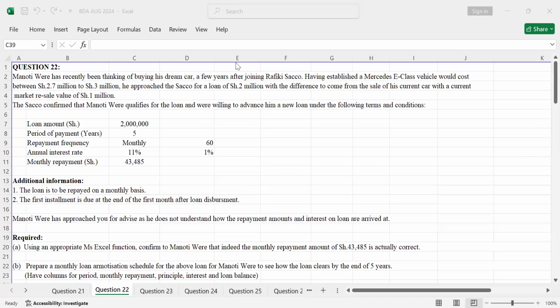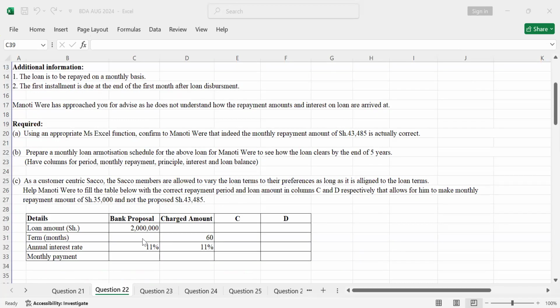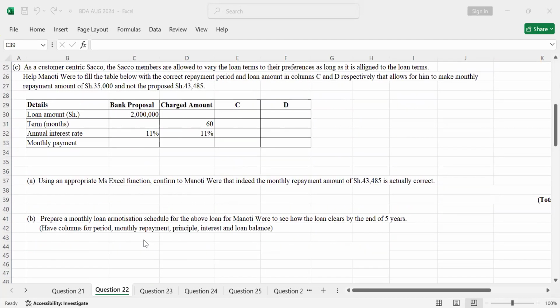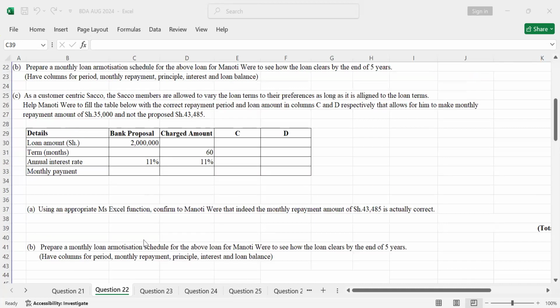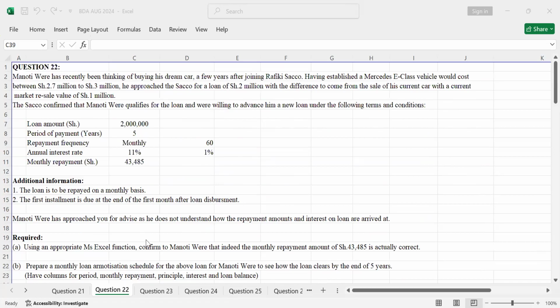So I want to do today's class on loan amortization. The same question that I've shared on BDM, Question 22. It was on loan amortization. So we can do on that question 22, question 22 of loan amortization.